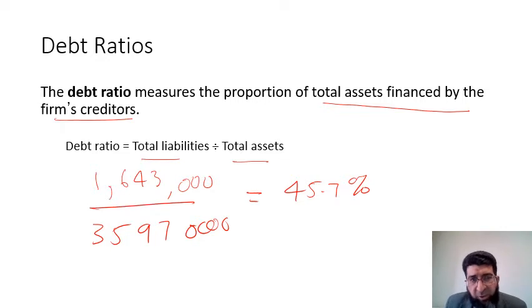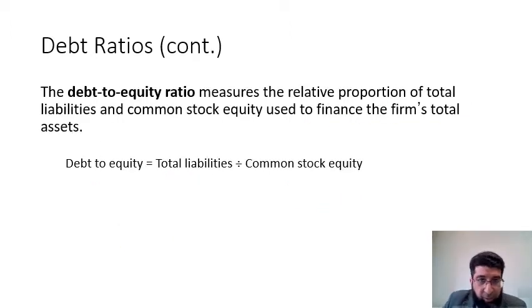Now, the debt ratio varies with the industry. One cannot say that 45% is a good figure or a bad figure unless it is benchmarked, in a cross-sectional framework as well as over time series. We have to see if the industry debt ratio is falling and the firm's debt ratio is increasing, then there has to be caution and we need to look at why it's happening. Now, the debt to equity ratio measures the relative proportion of total liabilities and common stock equity used to finance the firm's assets.